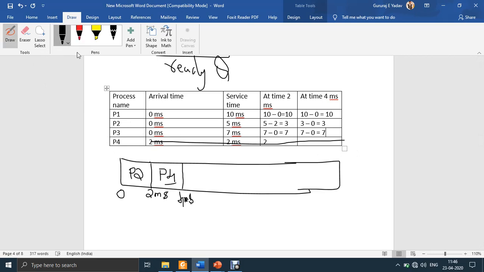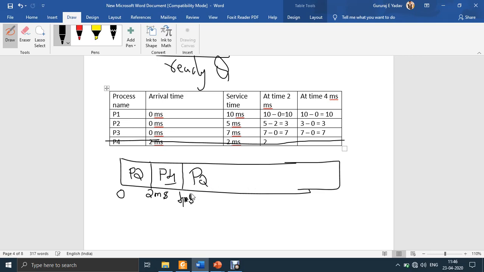So the remaining are only 3 processes, P1, P2, P3. So you have to sort, or give the chance according to these 3 processes. Which has the minimum time among these 3? Again, P2 has the minimum estimated completion time, which is 3. So P2 will get its chance to execute.